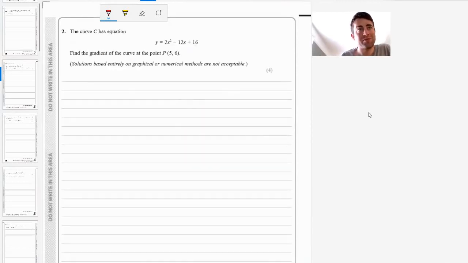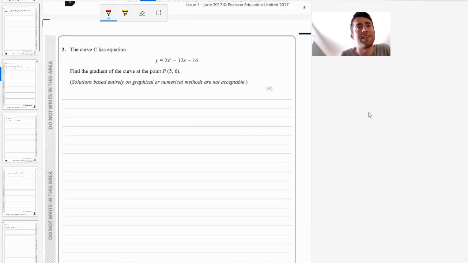Next, question 2. We've got a curve with an equation. It's a quadratic, so it's going to look something like, I don't know, yeah. And we're asked to find the gradient of the curve at that point.